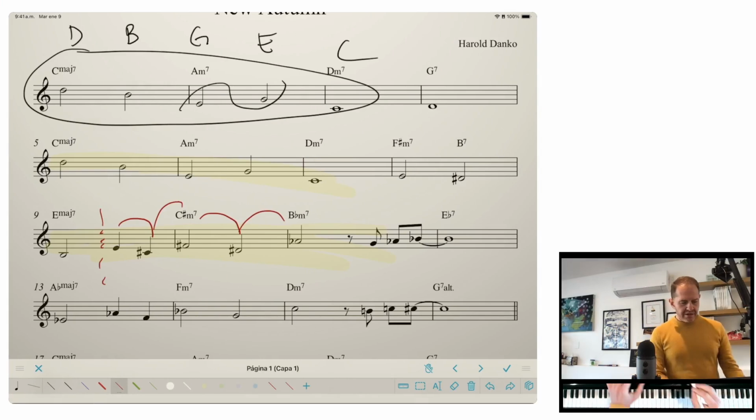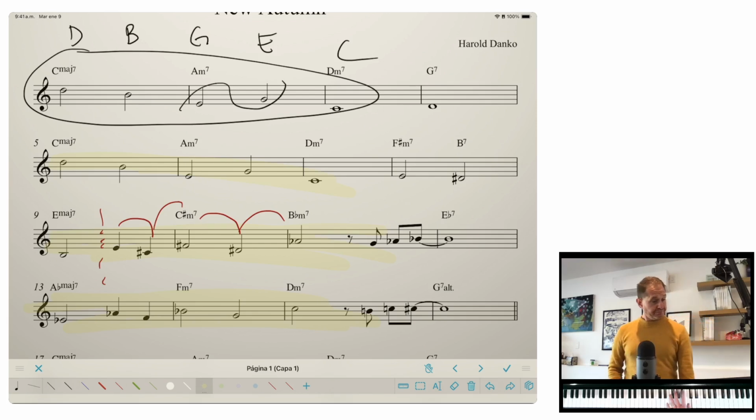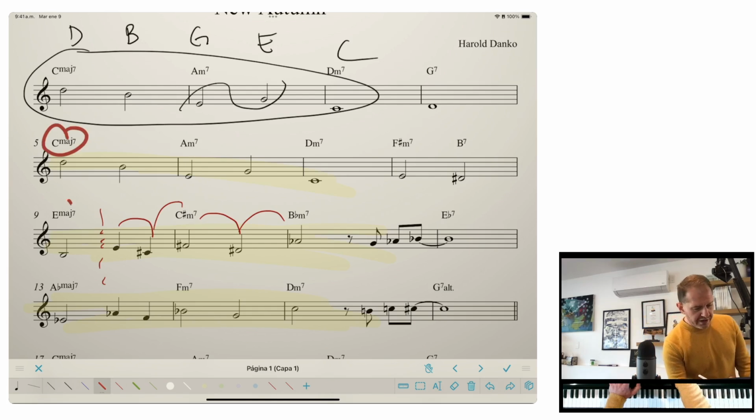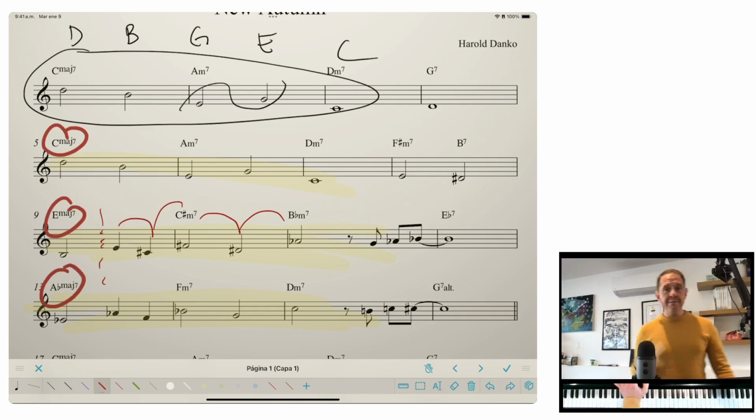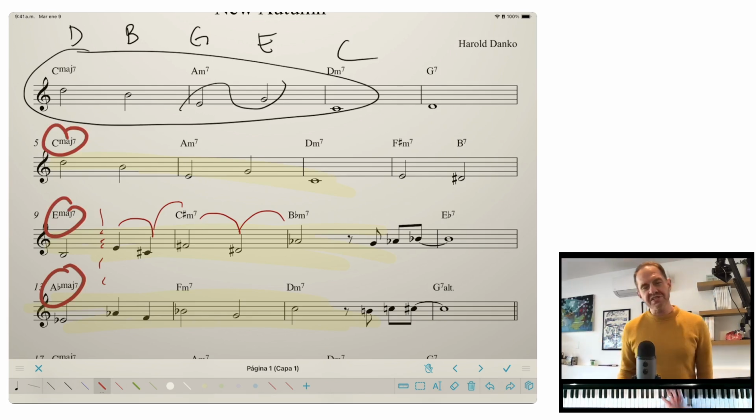Okay, and so you can see that comes back again in bar 13, just in a different key. And these keys are not random. They're also moving by thirds. In fact, they're moving by major thirds. We're going C, E, A flat, C, basically spelling out an augmented triad.